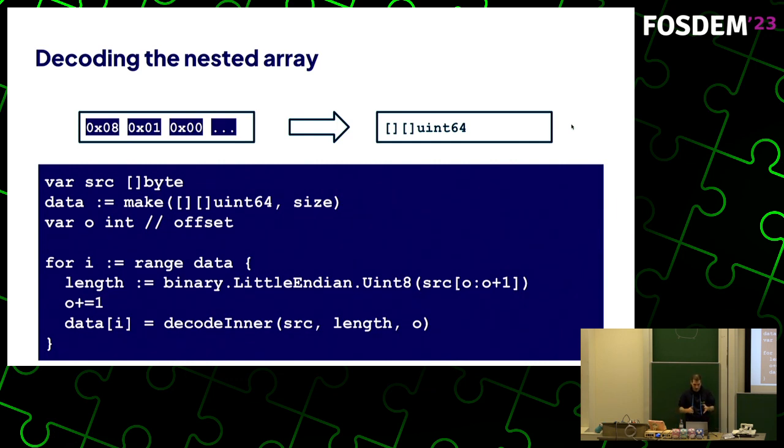And the code here, basically, you see we're reading the length, and then we're increasing our offset so we know where to read from. And then we're basically repeating this for the inner slice, which is just hinted at here by the decode inner function.